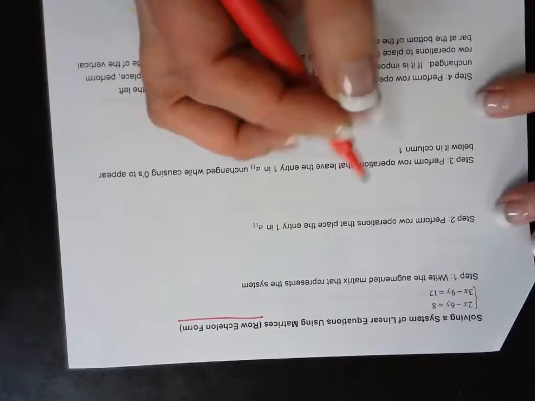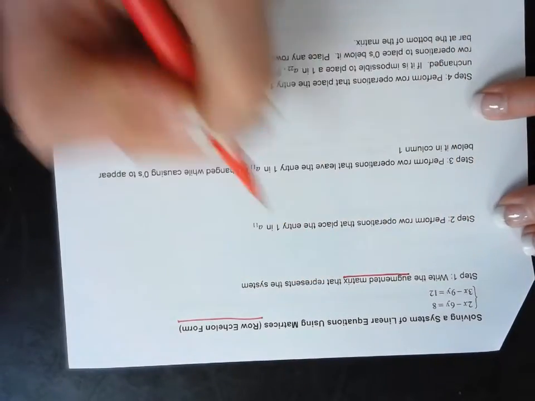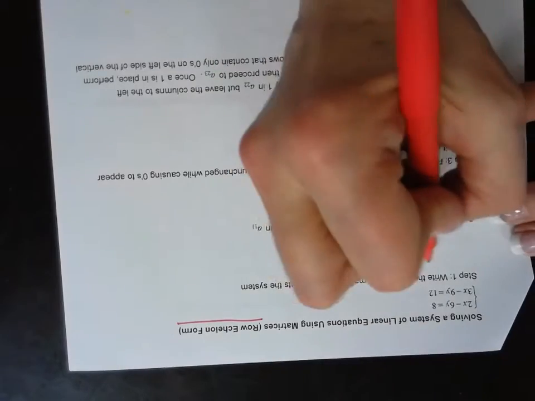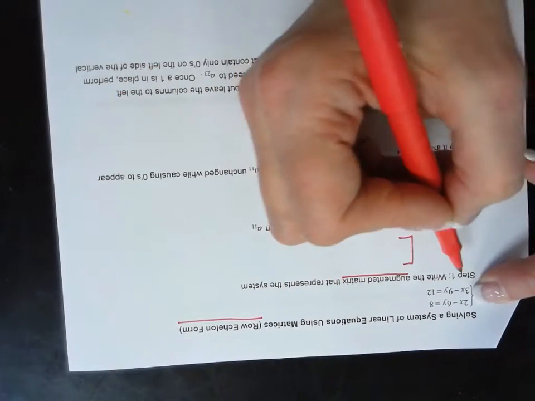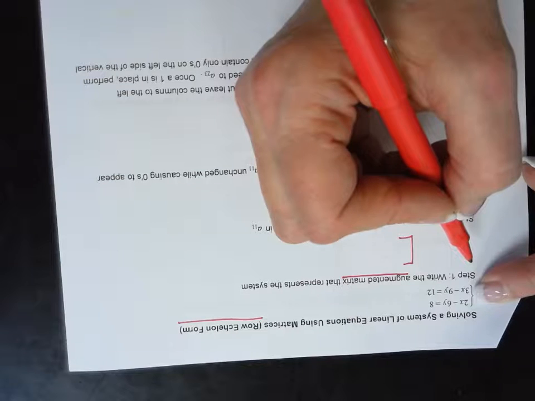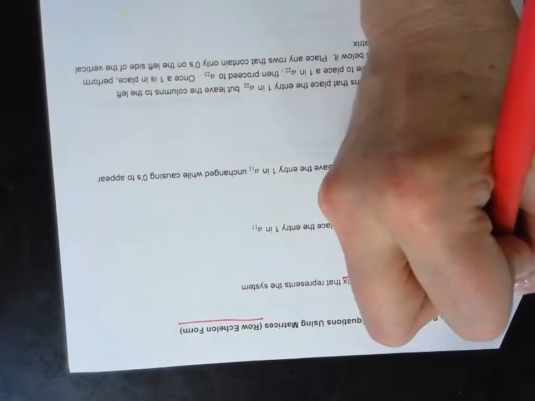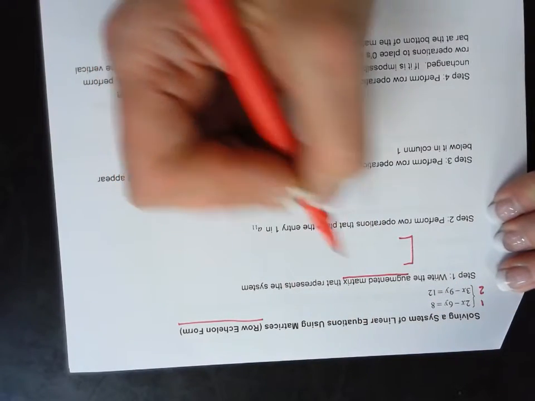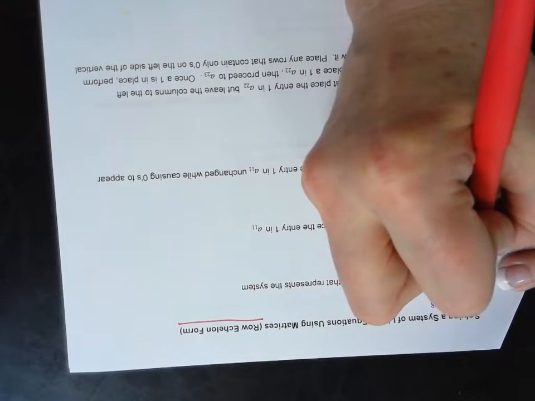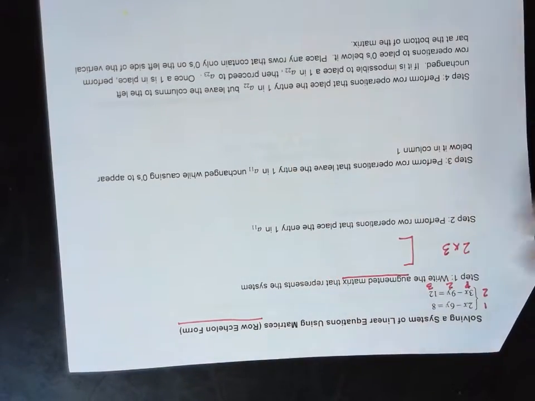Okay, so here's your first step. We need to write the augmented matrix. What is the augmented matrix going to look like? We're going to have a bracket. First question, how many rows and columns am I going to have? I've got 2 rows, and I'm going to have 1, 2, 3 columns. So I'm writing a 2 by 3.